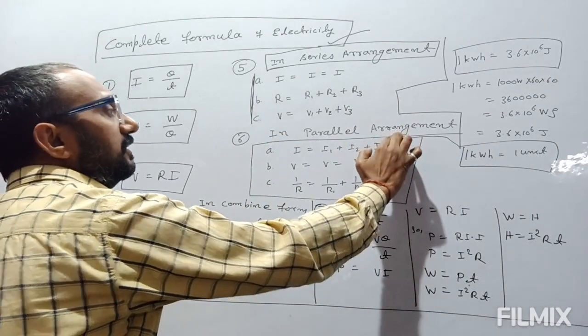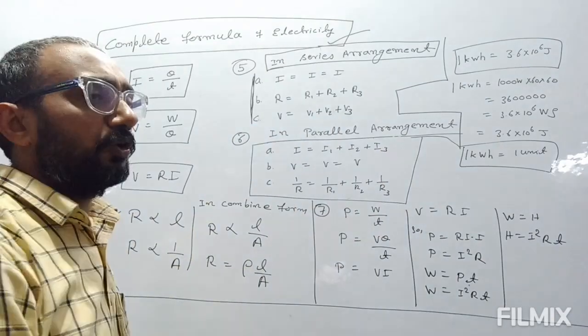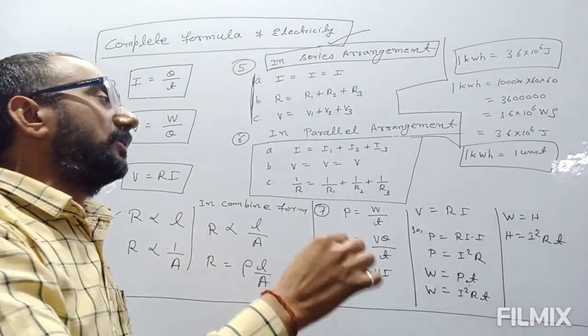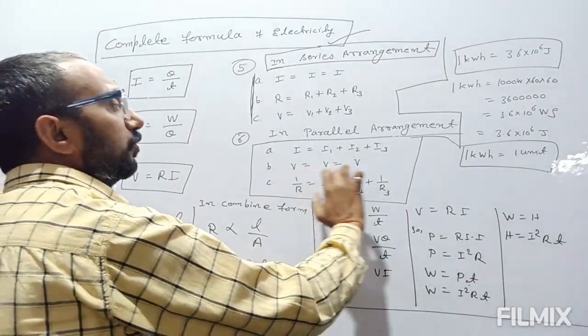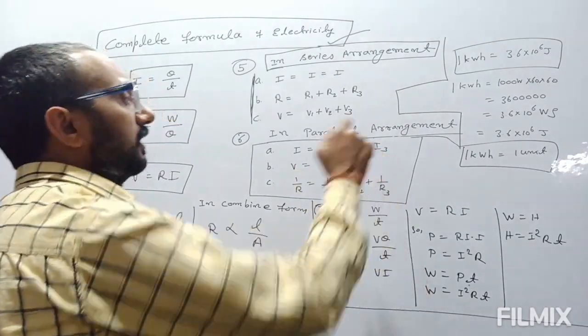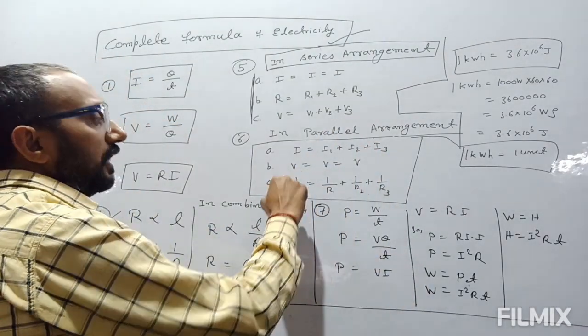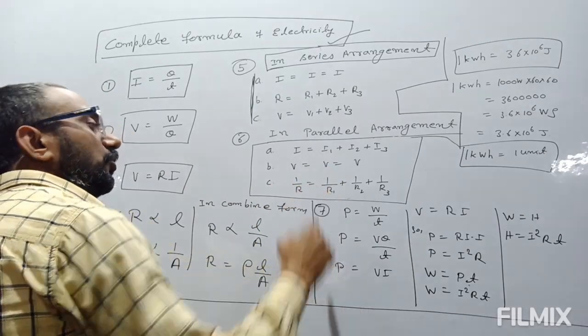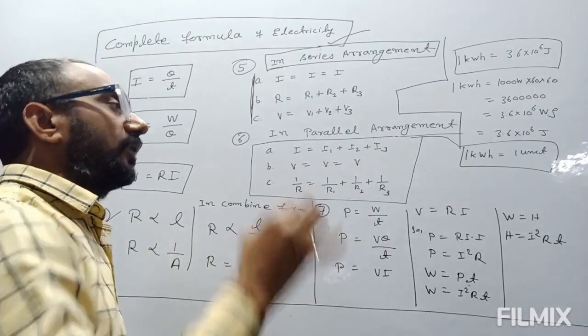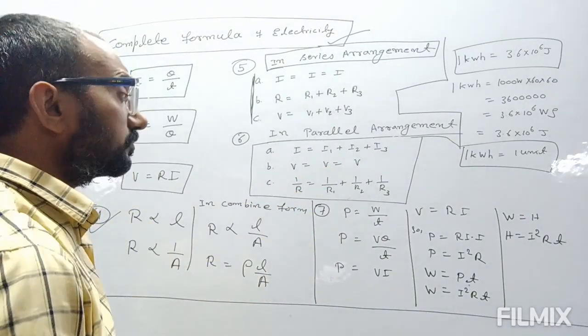In parallel arrangement, you have to learn the three laws. I equal to I1 plus I2 plus I3, and potential difference is equal at every point, and 1 upon R equal to 1 upon R1 plus 1 upon R2 plus 1 upon R3.